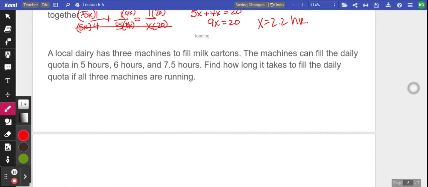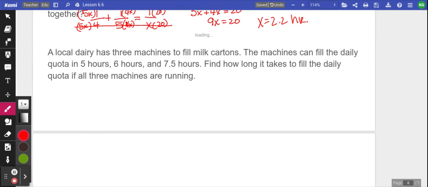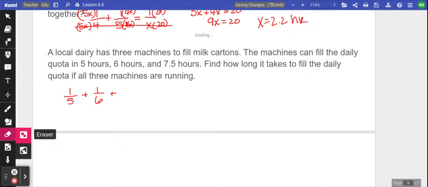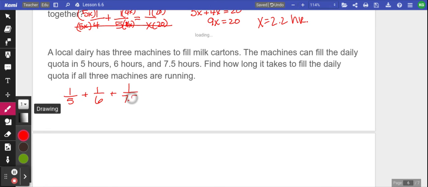A local dairy has 3 machines to fill milk cartons. The machines can fill the daily quota in 5 hours, 6 hours, and 7.5. Find how long it takes to fill the daily quota if all 3 machines are running. So 1 over 5, 1 over 6, 1 over 7.5 equals 1 over x.